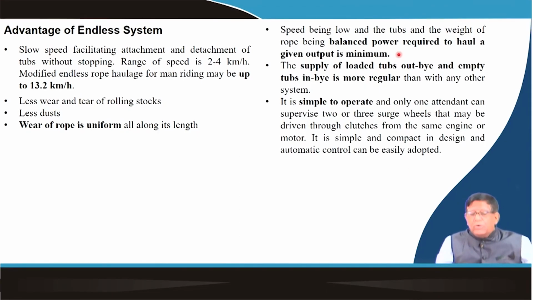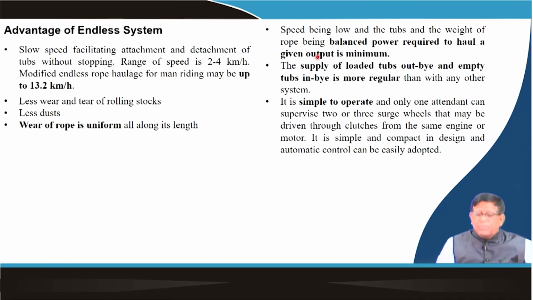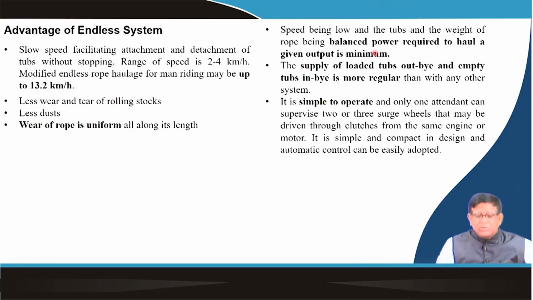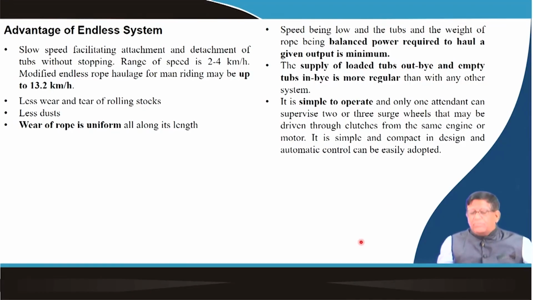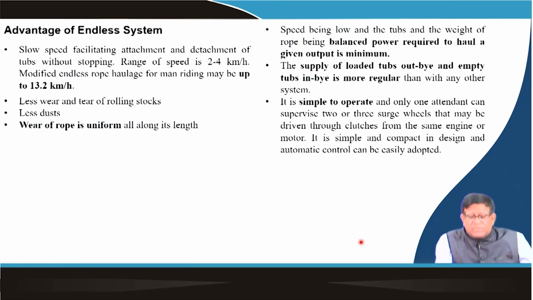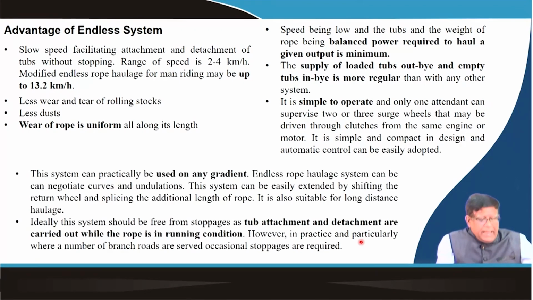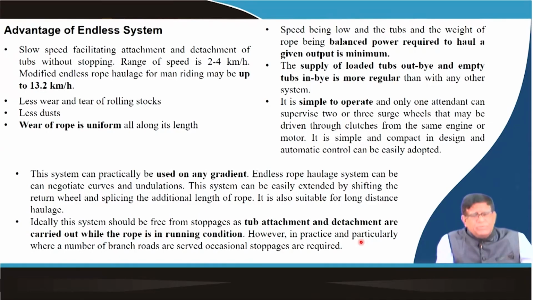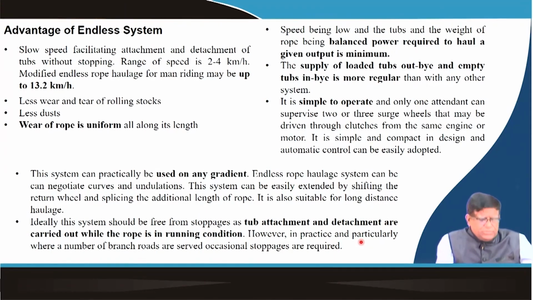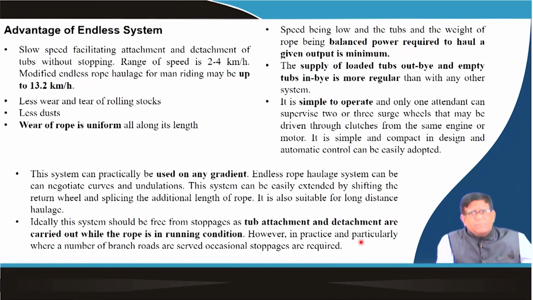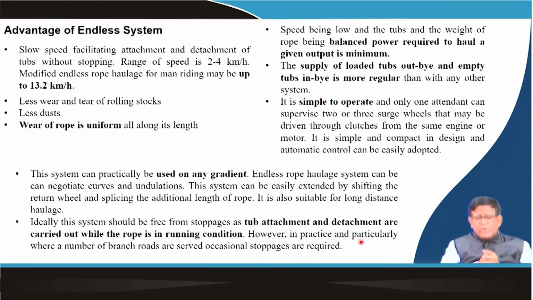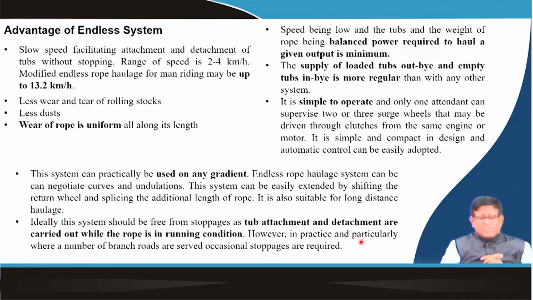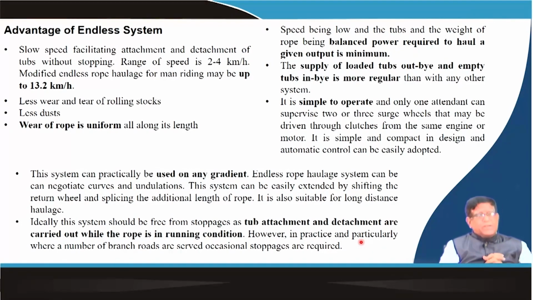The speed being low, that is the tubs, and the weights of the rope being balanced, power required to haul a given output is minimum. The supply of loaded tubs out-by and empty tubs in-by is more regular, and its operation is very simple, and it can be used on any gradient, unlike direct rope haulage. That is why this system is being used in most of the modern mines also, and endless rope haulage systems can negotiate curves and undulations.